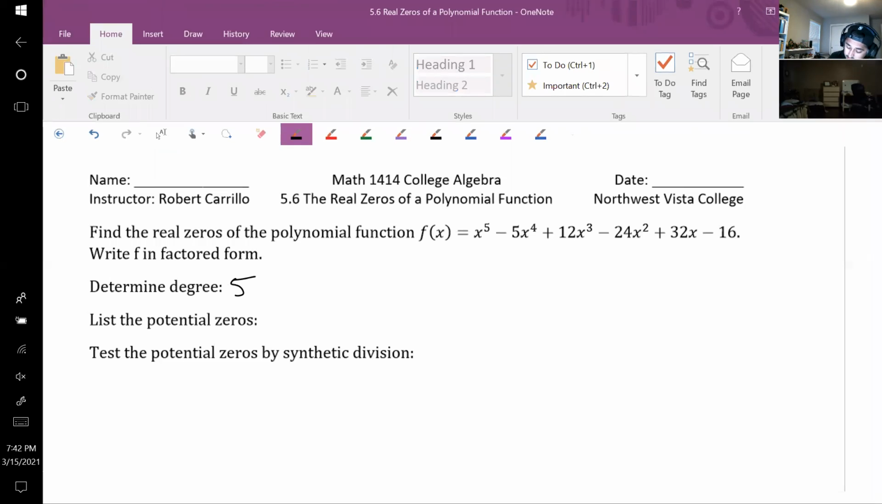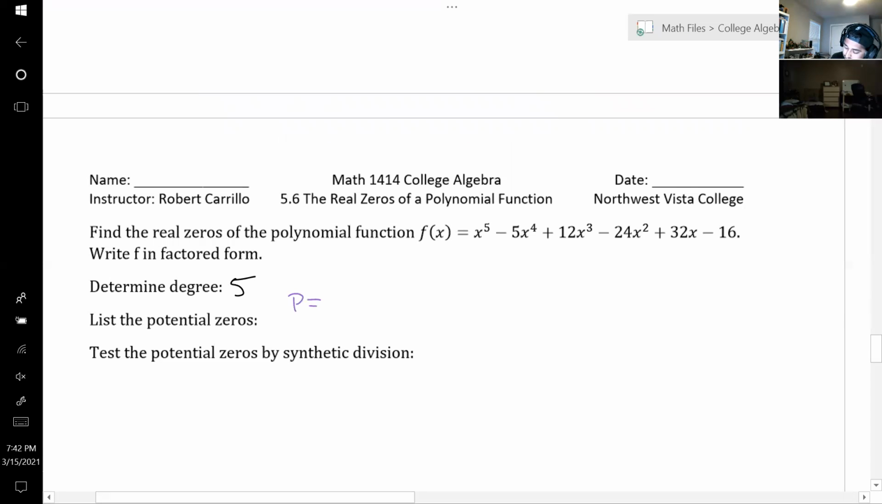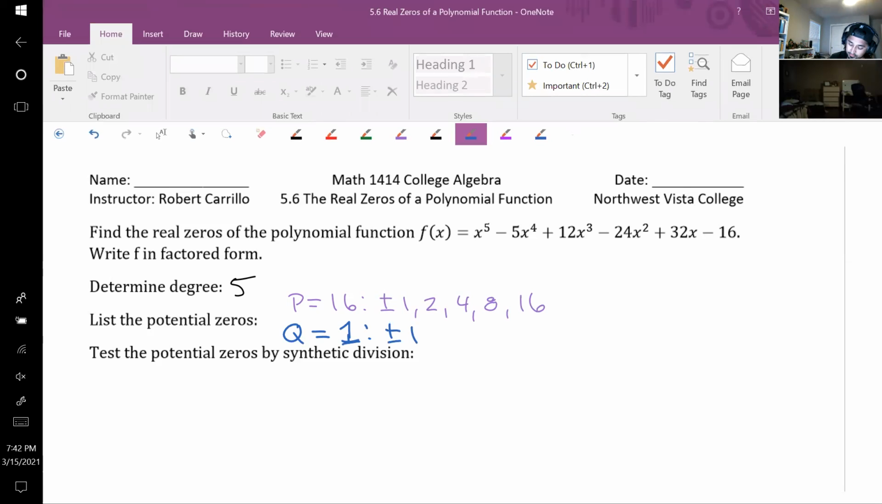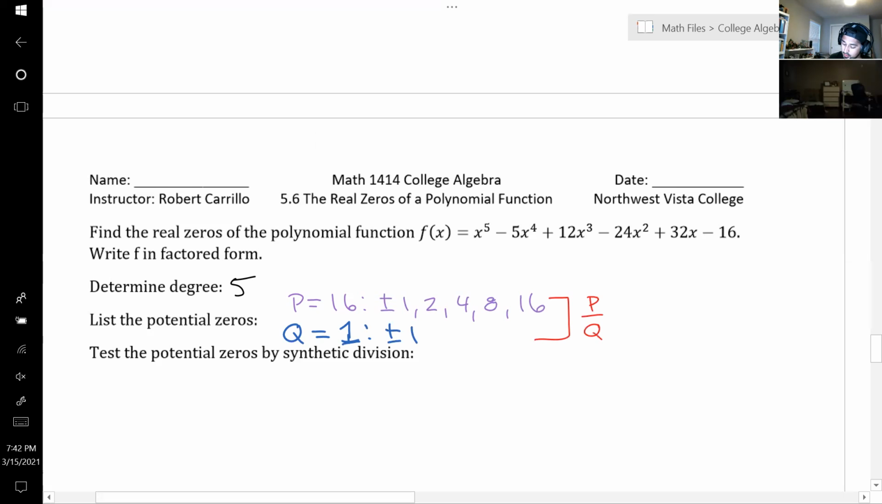Okay. And then we're going to list our potential zeros. So P belongs to the constant, which is negative 16 or 16, doesn't matter. And you list all the factors of 16. 1, 2, 4, 8, and then 16, right? I didn't miss any. And then Q belongs to the leading coefficient, which is just 1. Hey, lucky day. Plus or minus 1. Then you put P over Q and put all of P over 1, and lucky us, we just get 1, 2, 4, 8, 16.